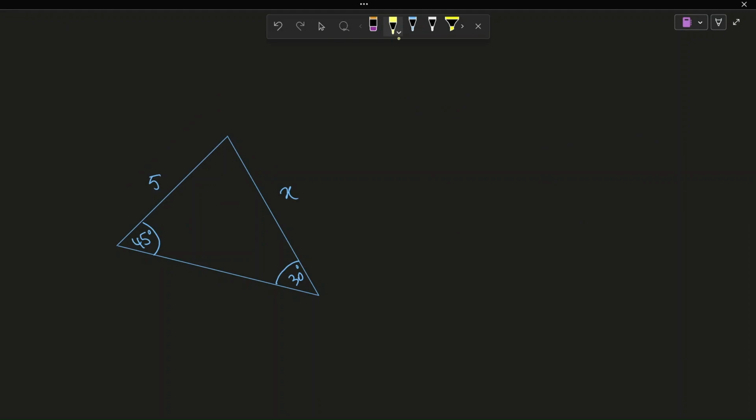Okay, so for this question, our goal is to find x. Now, obviously, we're going to use the sine rule. So the sine rule is something like this. Sine A over A equals sine B over B equals sine C over C. Now, we have 2 sides, so we're just going to need sine A and sine B. So let's find the angles that correspond to the opposite sides. So this is going to correspond with this, and this is going to correspond with this.